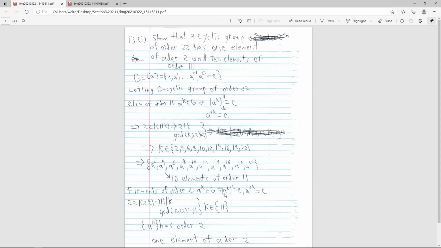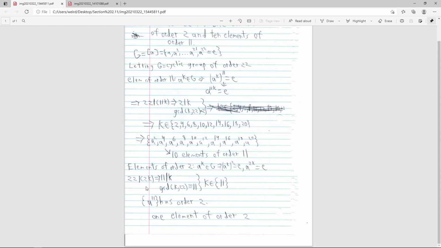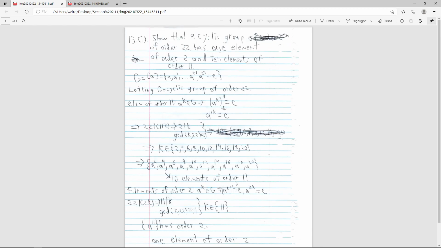Now, elements of order 2. A to the K is in G, such that A to the 2K equals E. That means 22 divides 2K, so 11 divides K. GCD of K and 22 equals 11. So K is just 11. So A to the 11 has order 2. So 1 element of order 2 and 10 elements of order 11. That's all you have to do for that.